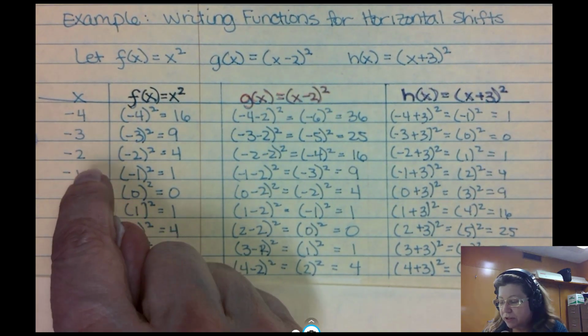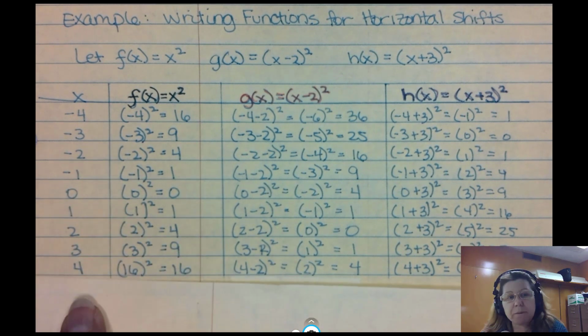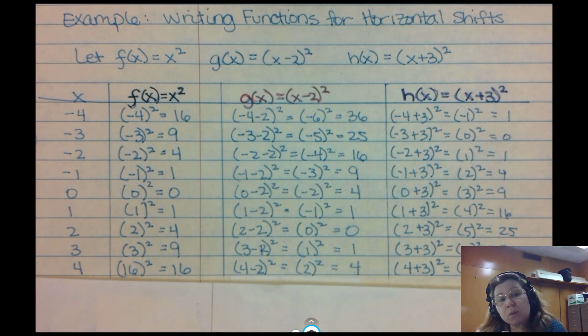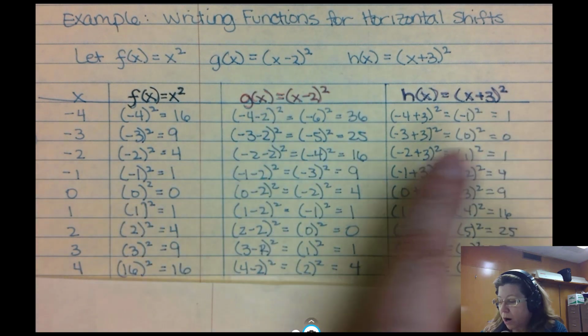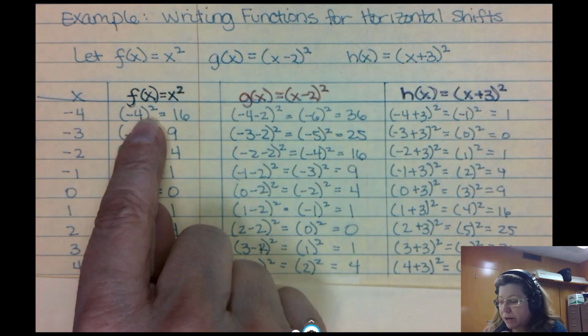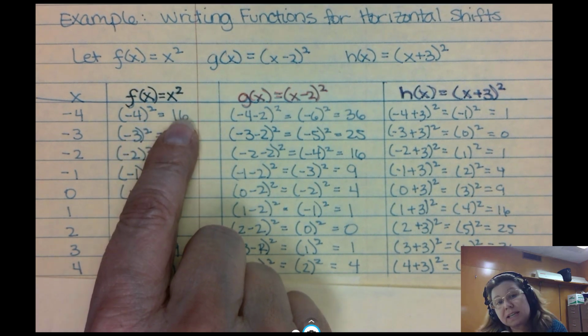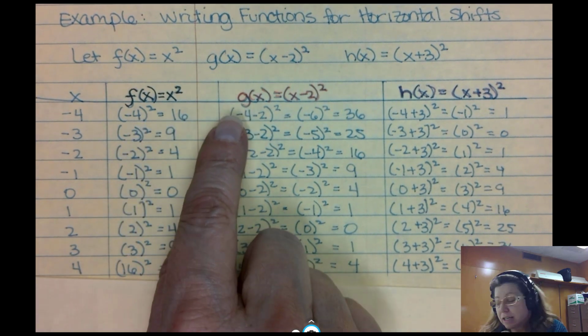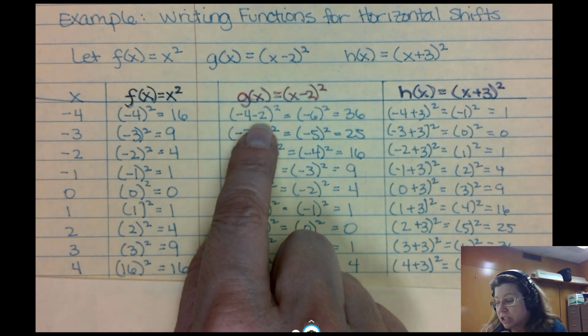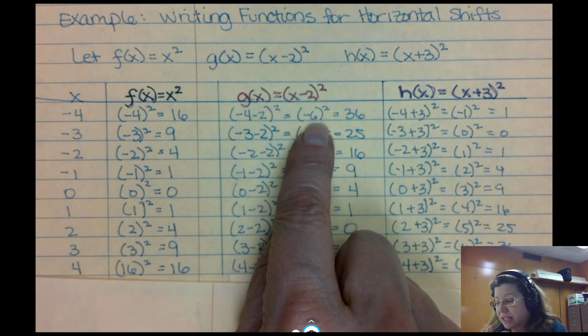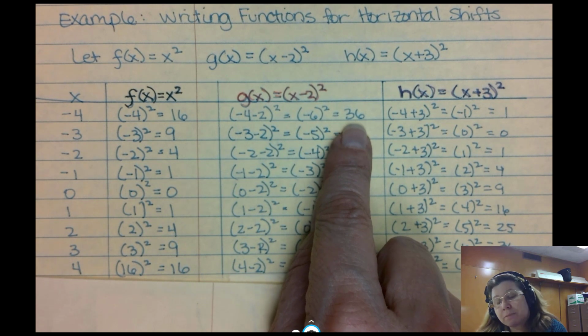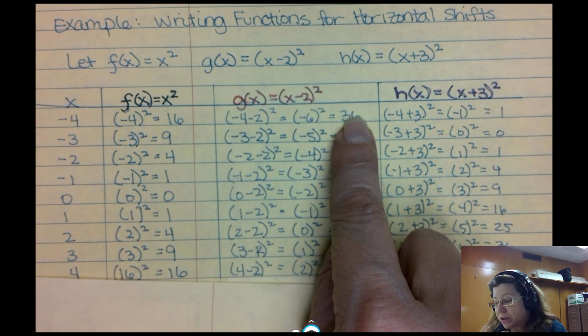So I've picked out a handful of points to calculate: -4, -3, -2, -1, 0, 1, 2, 3, 4. These are the values that I've just decided to use. Really, you could have used anything that you want, but I've chosen these values. I'm not going to run through all of these. I am going to run through a couple of them going across. So take -4. If you square it, -4 times -4 is 16. For g of x, that's going to be -4 minus 2, which is -6. -6 squared is 36. So we were originally at 16, now we're 36.